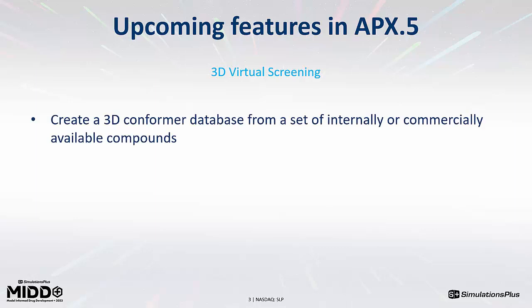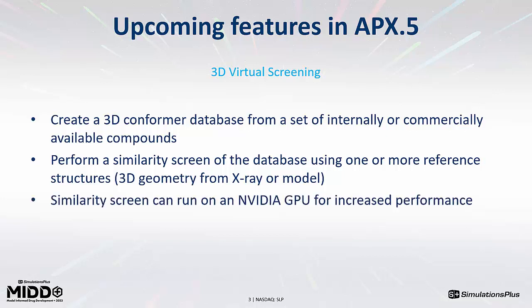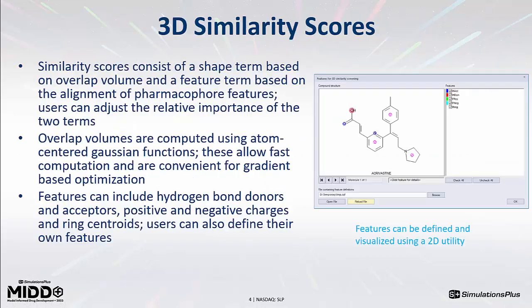The first step in the process is to create a 3D conformer database containing the compounds of interest. Next, one defines a query structure or a reference structure. The geometry of the reference structure can come from an X-ray crystal structure or can be generated theoretically, as I previously described in ADMET Predictor 10.4. The searching algorithm can run on a GPU for increased performance.